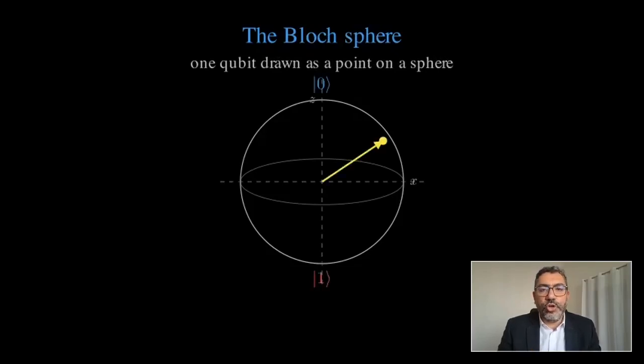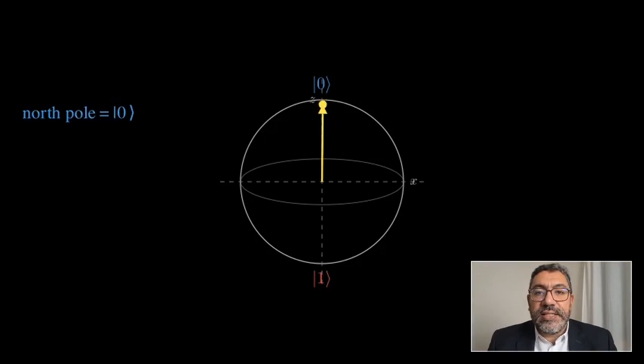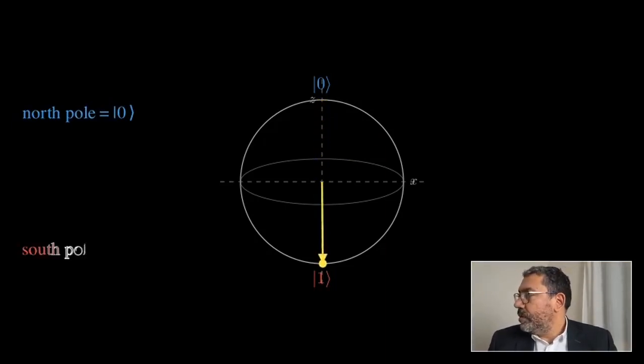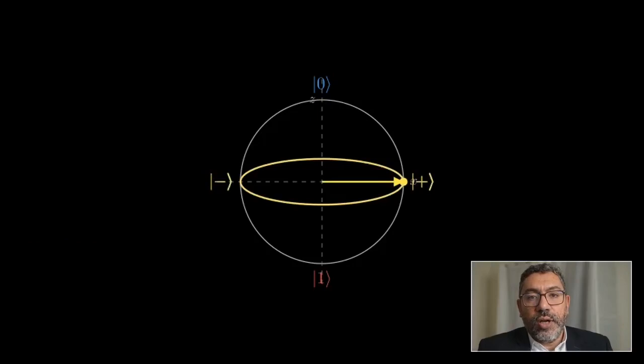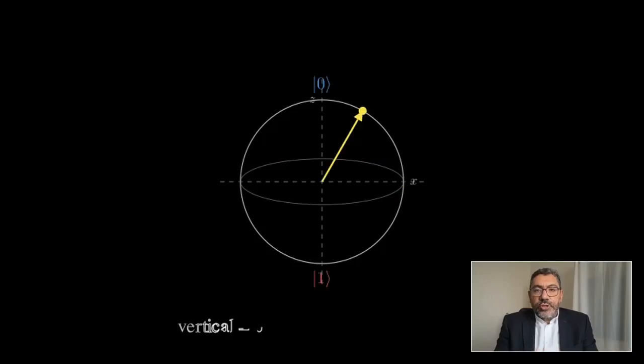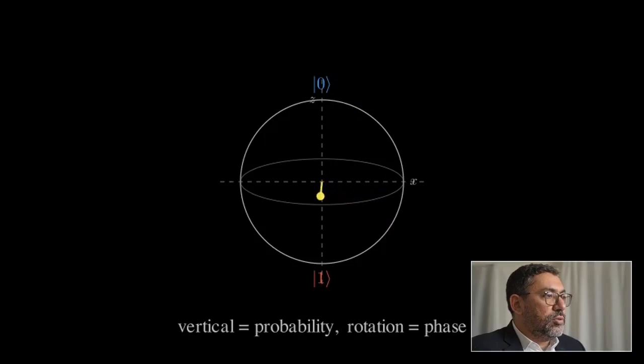The state of one qubit can be drawn as a point on a sphere. The top of the sphere represents ket 0. The bottom represents ket 1. The equator represents balanced superpositions, where 0 and 1 have equal probability. The vertical position controls the probabilities. The rotation around the sphere controls the phase.